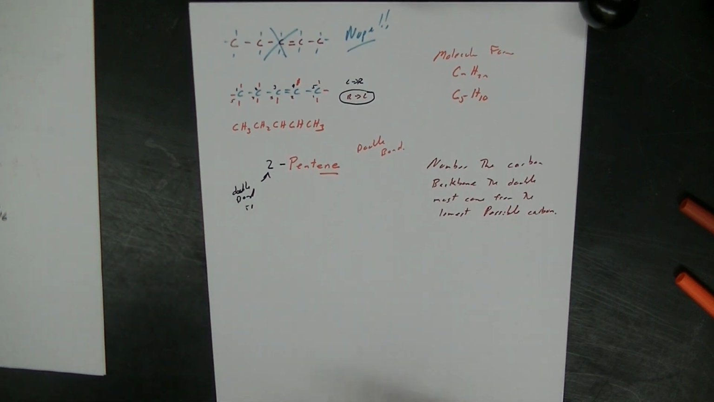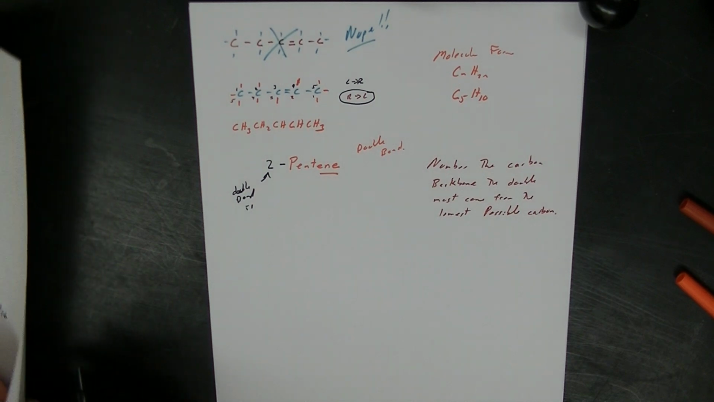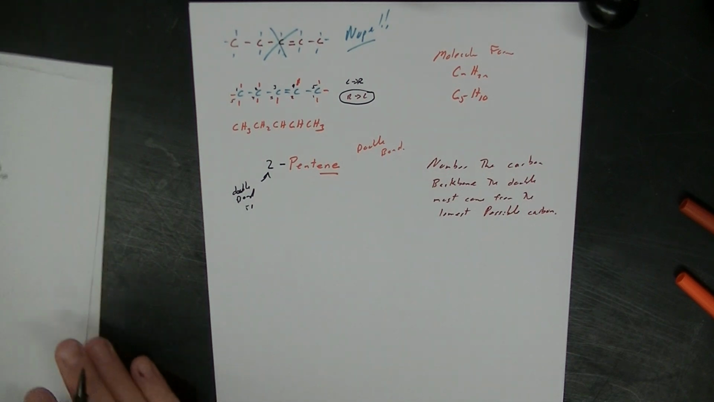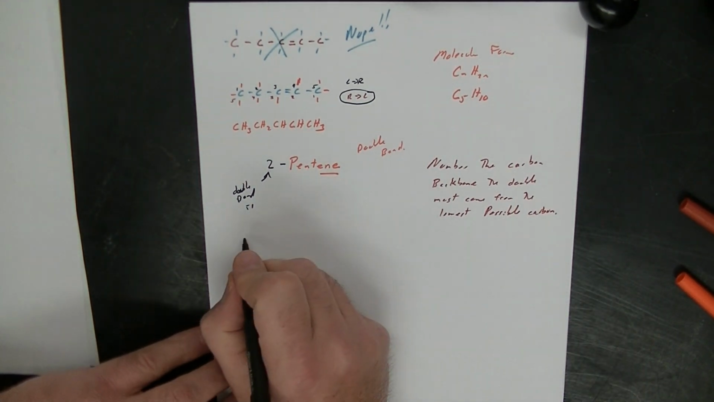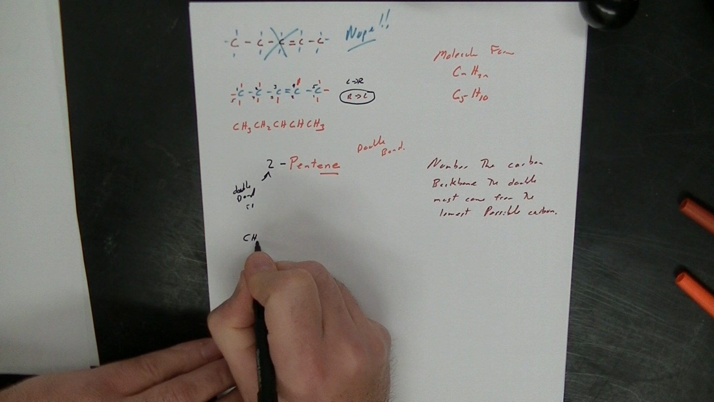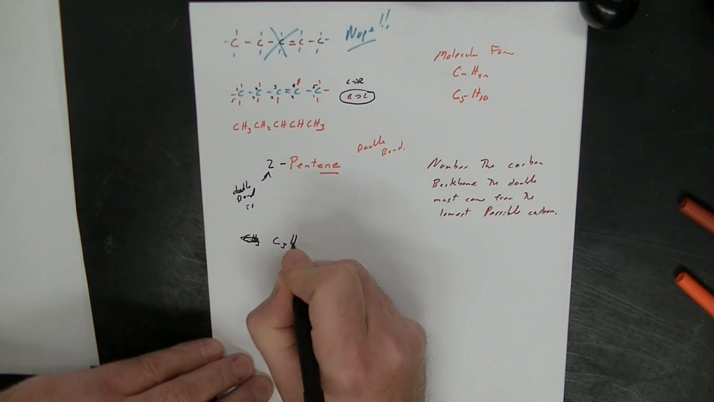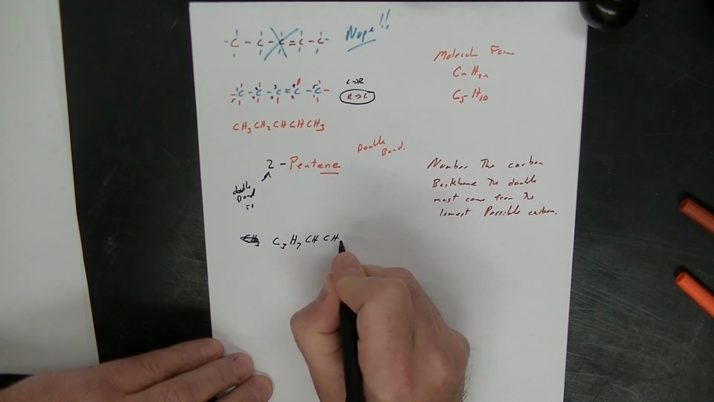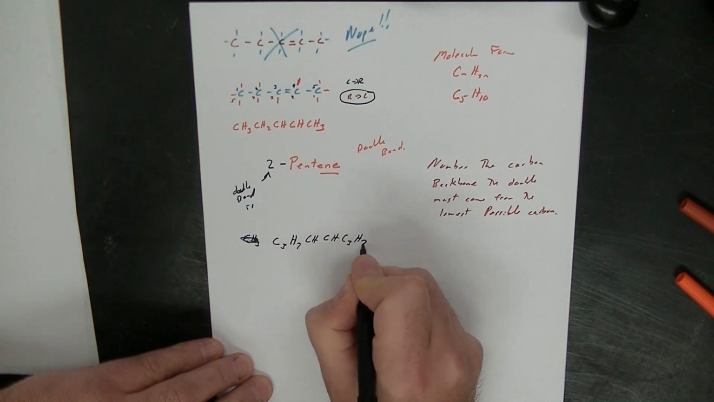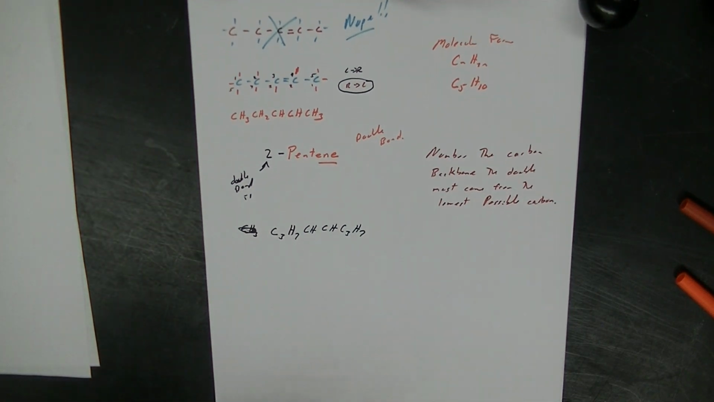Let's try another one. Let's say I give you this condensed structural formula of CH3, C3H7, CH, C3H7. And I want the molecular formula, the structural formula, and the name.